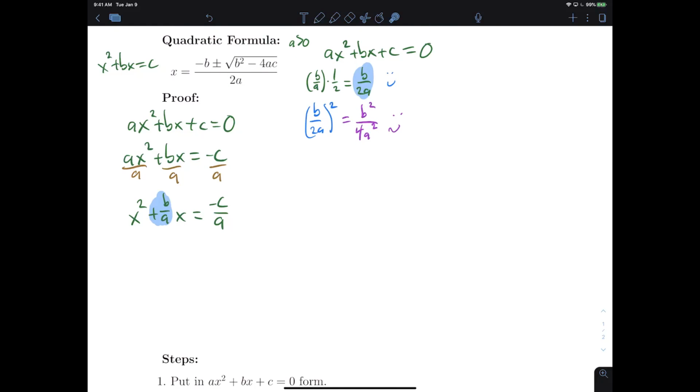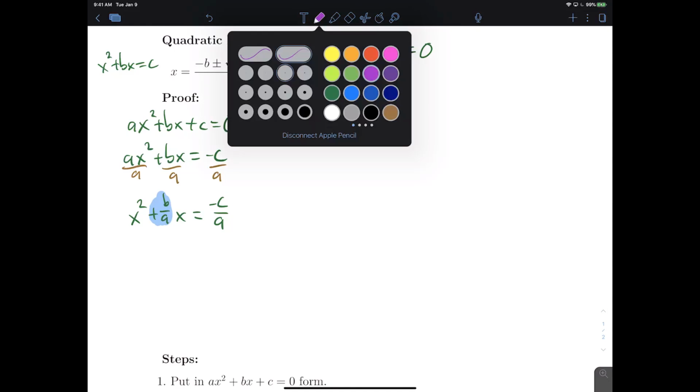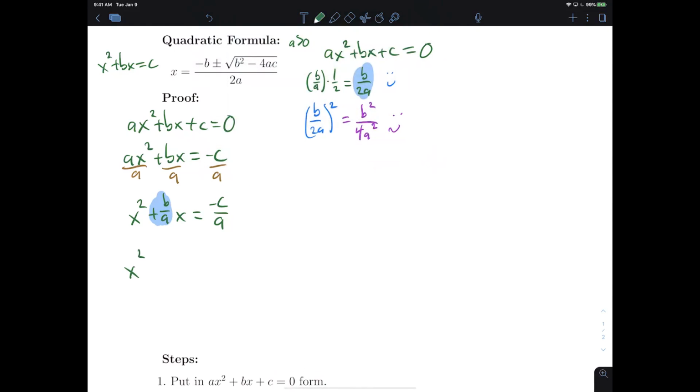Awesome. And remember what we do is we take this squiggly face and add it to both sides of this equation. So that's going to give me x squared plus b over a x plus the squiggly face, which is b squared over 4a squared, and I'm going to add that to both sides.